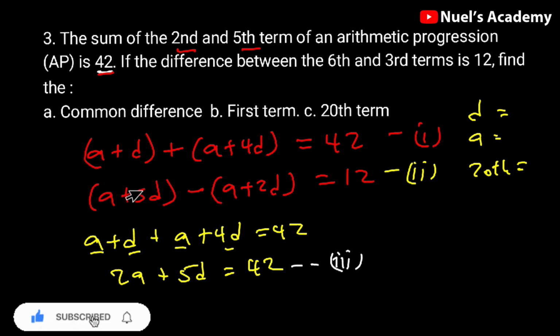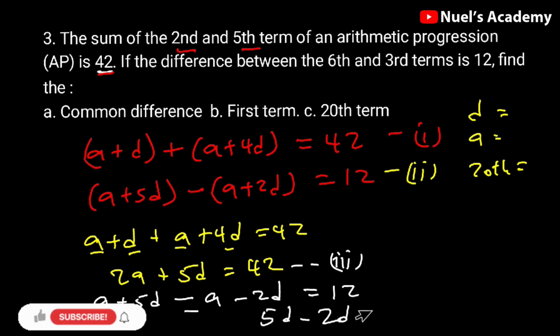So for this second one, we have A plus 5D minus, now minus times A is equal to minus A, then minus times plus 2D is equal to minus 2D. This is equal to 12. So A minus A is equal to 0. We'll be left with 5D minus 2D, which is equal to 12. 5D minus 2D is equal to 3D. Then you have that 3D is equal to 12.